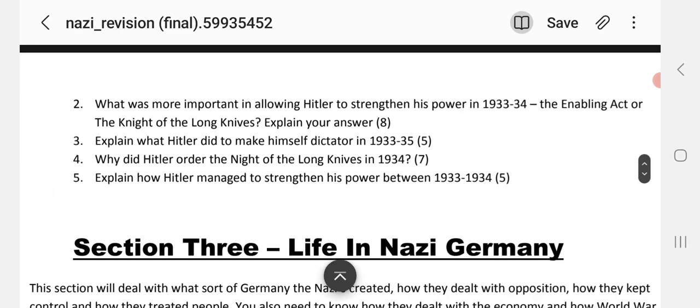What was more important in allowing Hitler to strengthen his power in 1933 to 1934? The Enabling Act or the Night of Long Knives? Explain your answer, 8 marks. Explain what Hitler did to make himself dictator in 1933 to 1935, 5 marks. Why did Hitler order the Night of Long Knives in 1934? 7 marks. And explain how Hitler managed to strengthen his power between 1933 and 1934, 5 marks. If you want to take screenshots of these, please do.